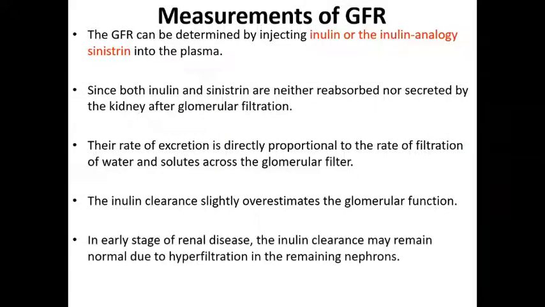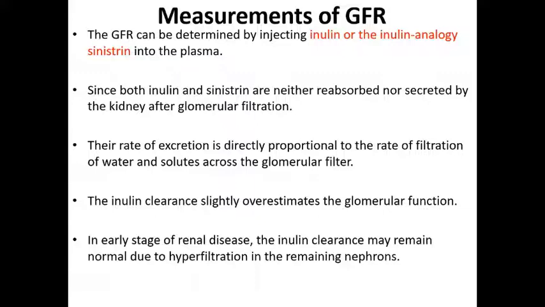So in early stage of renal disease, the inulin clearance may remain normal due to hyperfiltration in the remaining kidney nephrons. What I mean here is when you're doing kidney function, you're using inulin to estimate the glomerular filtration rate. But sometimes when the disease is just starting, you might not get the correct renal filtration rate.